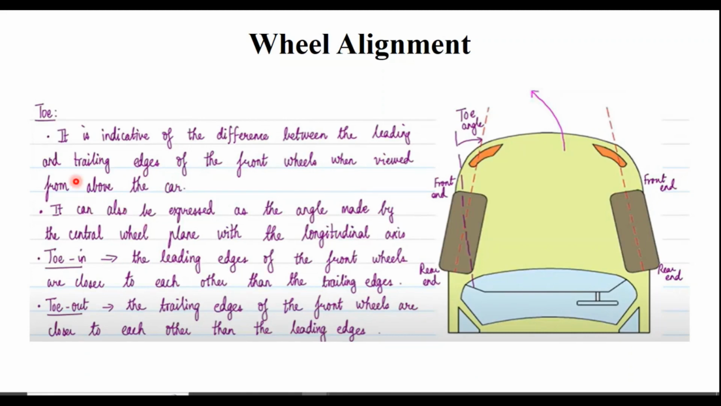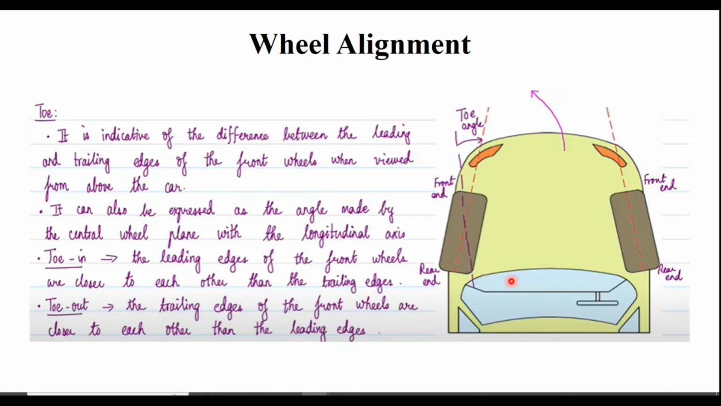So what is toe? Toe is like this: this is the vehicle, okay? I am viewing the vehicle, or the car, from above. Okay, this is the car. I am viewing the car from above. Okay, you assume that this is the top view basically.